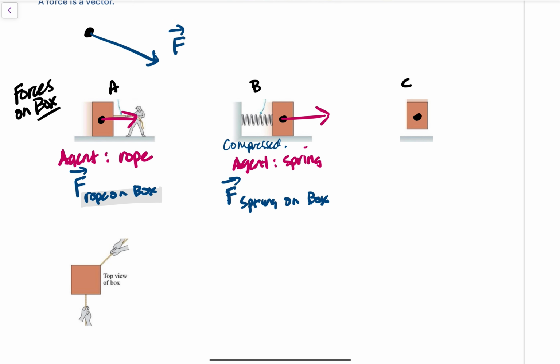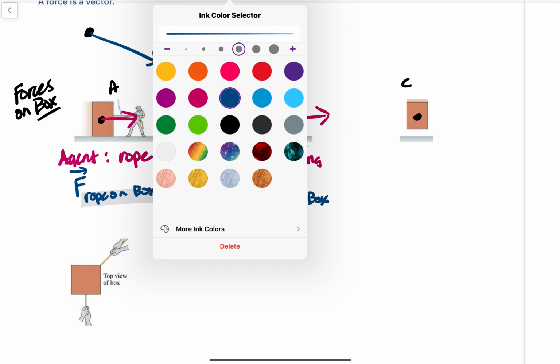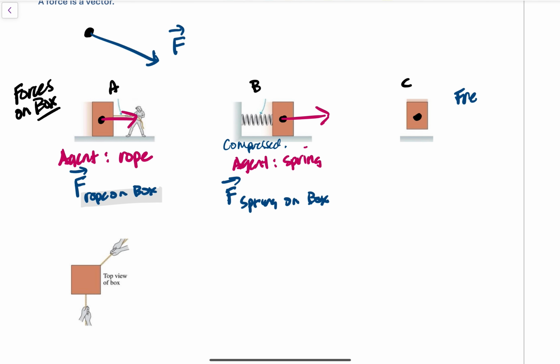All right, in situation C, we have a box, and this box is just supposed to be in free fall. So it's just falling through the air. I'll just label that: this is free fall. So if we have this box, there's nothing contacting the box, but there is still a force. We have that gravitational force, and the gravitational force is going to be pulling that box down.